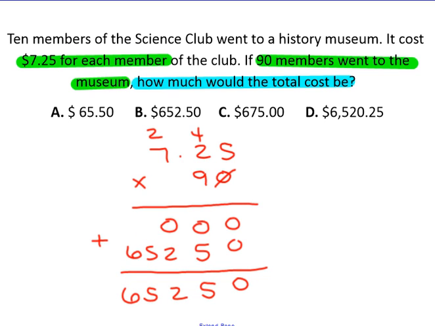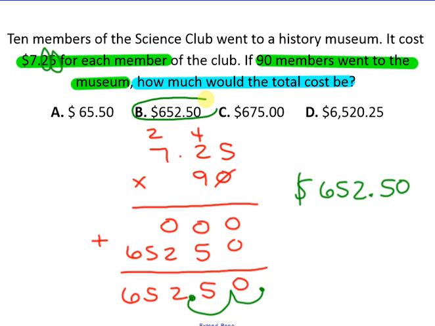Now I need to go back up to my original problem and determine how many numbers I had after the decimal. Looks like I had 1, 2, and no numbers after that decimal. So I'm going to start here and I'm going to go 1 and 2. So it looks like I had $652.50, which looks like it matches answer choice B. Okay?